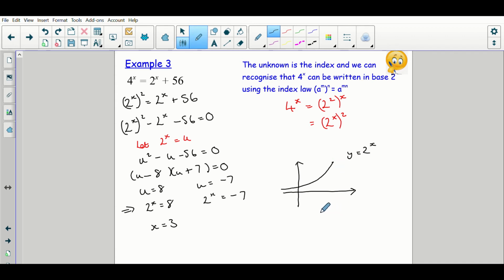So we can see here that 2 to the x must be greater than 0 because there are no negative y values on my graph. So for all values of x, 2 to the x is greater than 0. So 2 to the x cannot be negative, so in this strand we have no solutions, and our only solution is x is equal to 3.